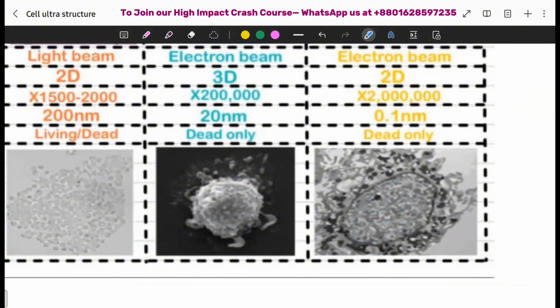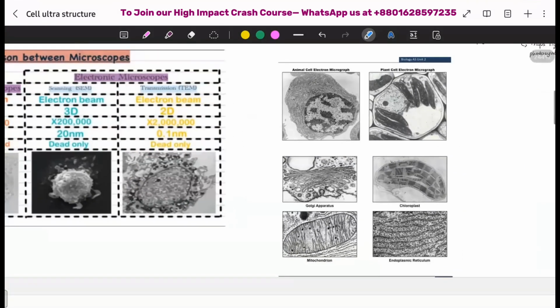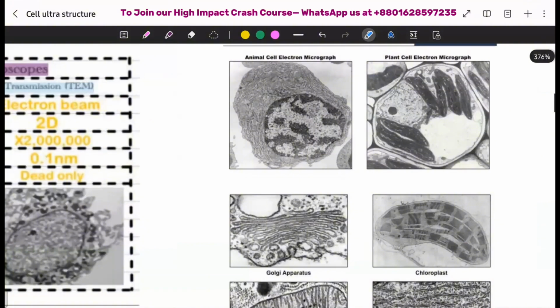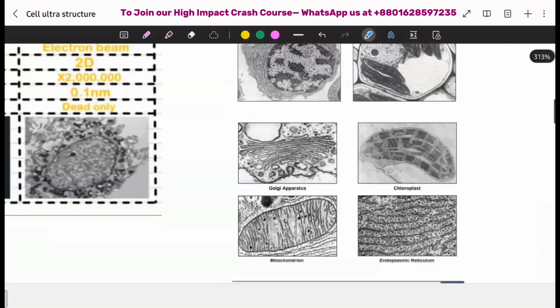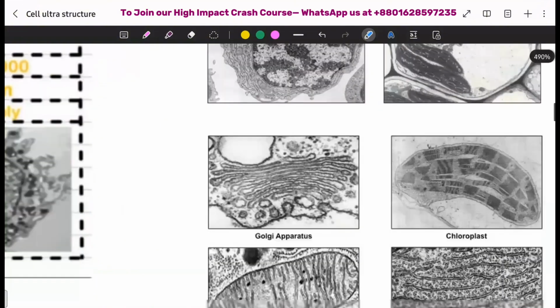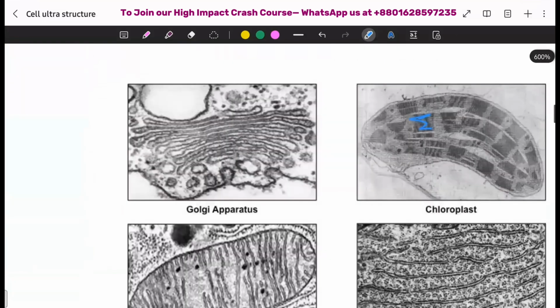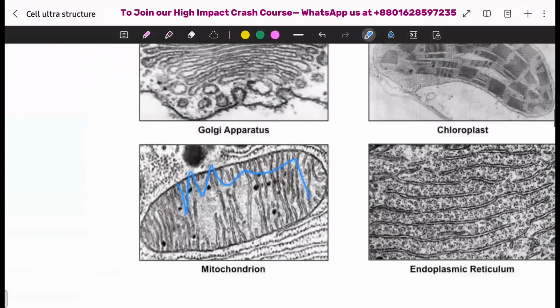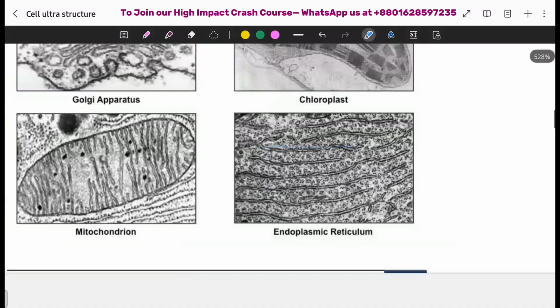That's one more difference. And here we have the cells. This is an electron micrograph. Animal cells, this is how a general animal cell looks. A plant cell. This is the Golgi apparatus with vesicles inside. This is the chloroplast, we can see the grana visible. The mitochondria with the cristae visible. And the endoplasmic reticulum, basically the sac-like structures. So this is it for this one.